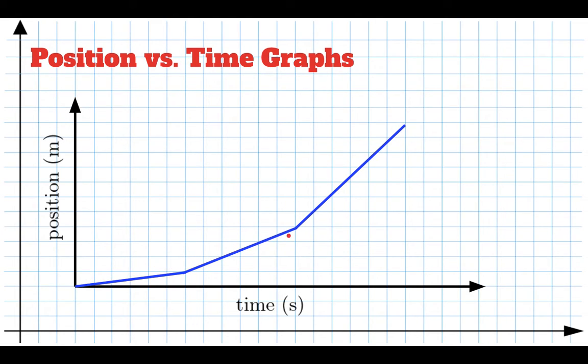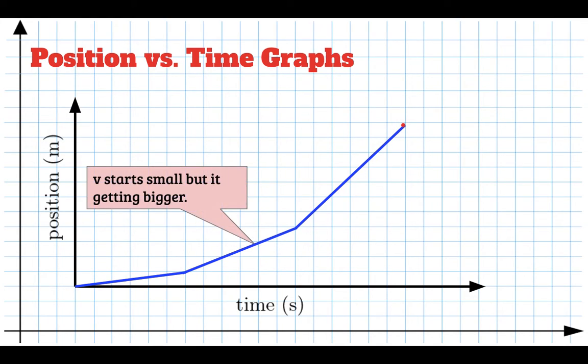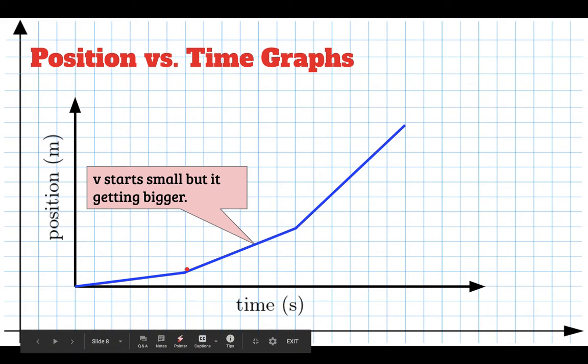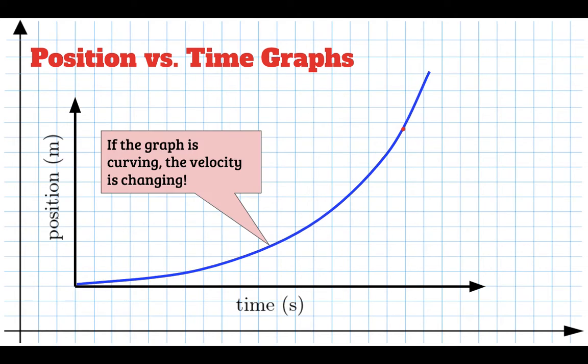Here you have a bigger slope, and here you have an even bigger slope. The slope is increasing. Well, if the slope is increasing, since the slope is the velocity, then we know the velocity is increasing from here to here, and it is moving faster and faster. So what we can tell from this idea is that if the graph is curving, then the velocity is changing, because a curving graph means the slope is changing. If the slope didn't change, this graph wouldn't curve.